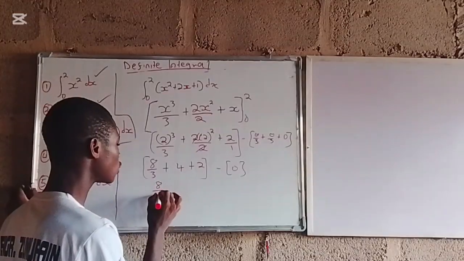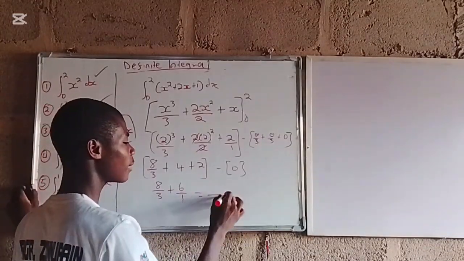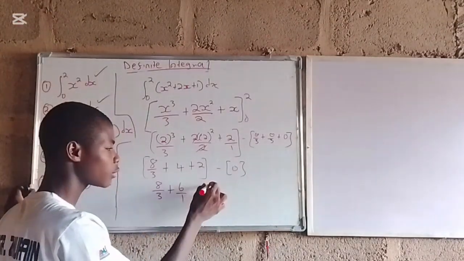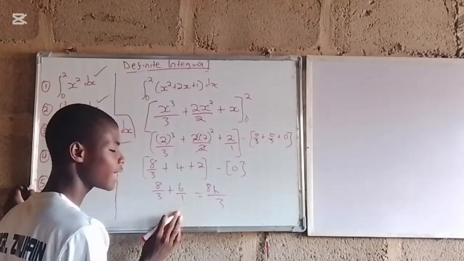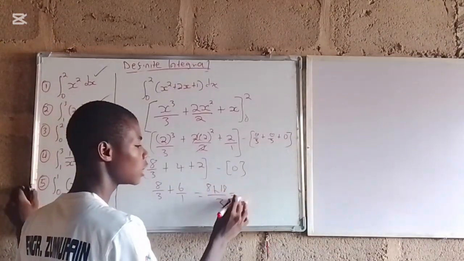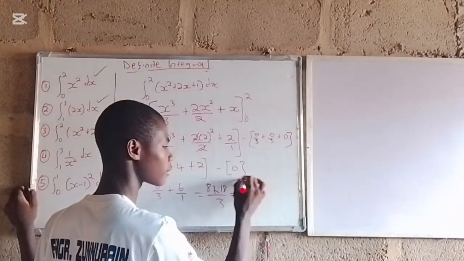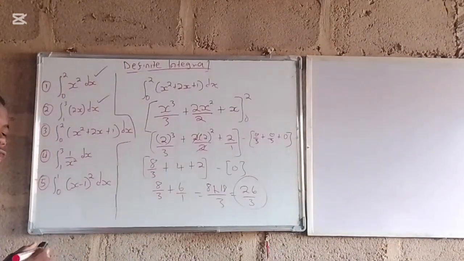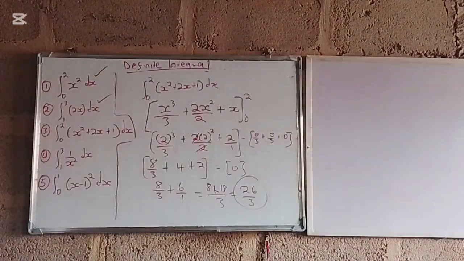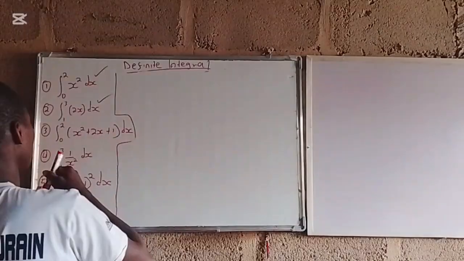I have to say 8 over 3 plus 6 over 1. So I have to take the LCM, which is 3. 3 into 3 is 1. 1 multiplied by 8, it will give me 8. Plus 3 into 1, it will give me 3 times 6, which is 18. 18 plus this, I'll get 26 over 3. So 26 over 3 is the final solution to this. So we are done with this question.